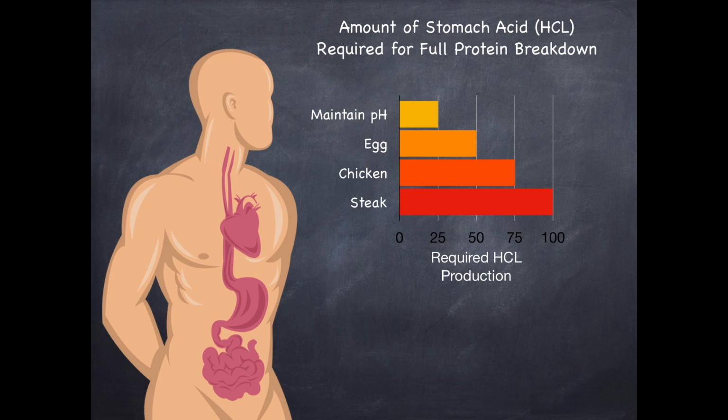A common mistake is people take antacids because they think their body's producing too much stomach acid. That is not the case. The body does not waste resources. It's not going to produce more stomach acid than is needed.